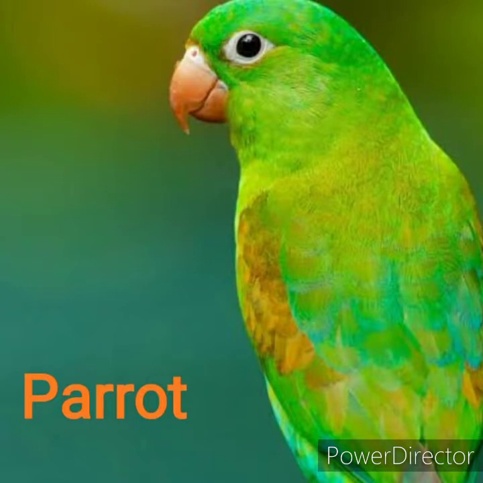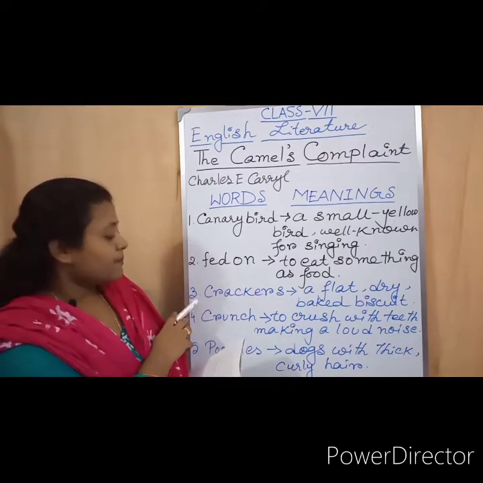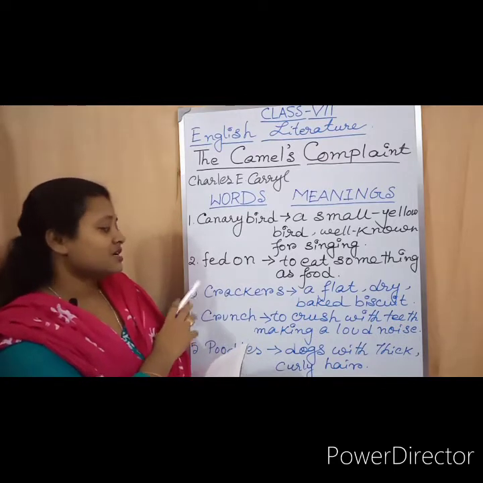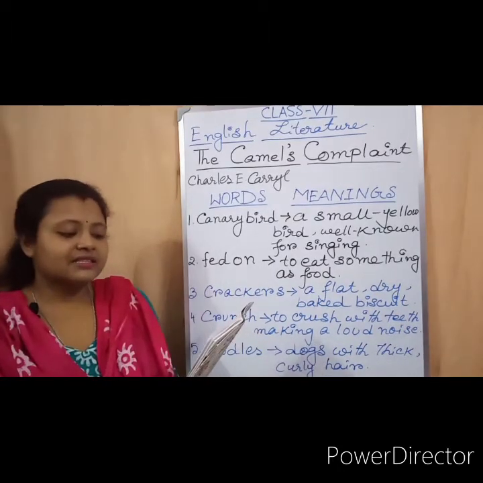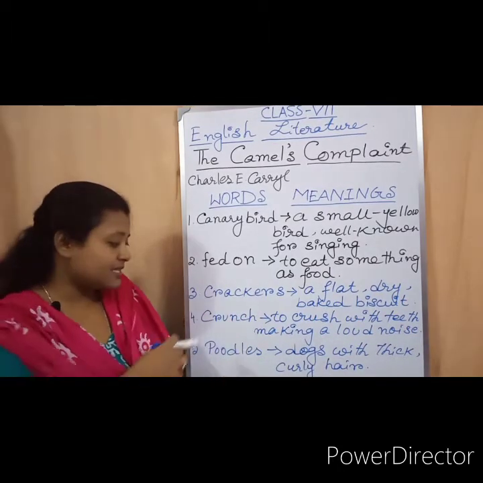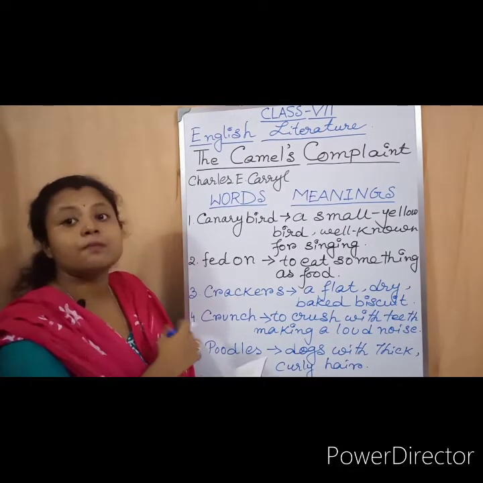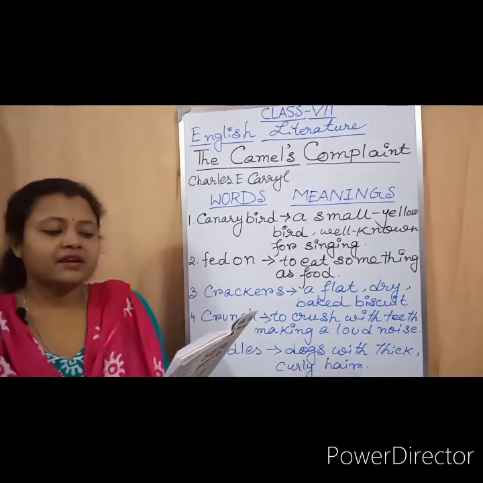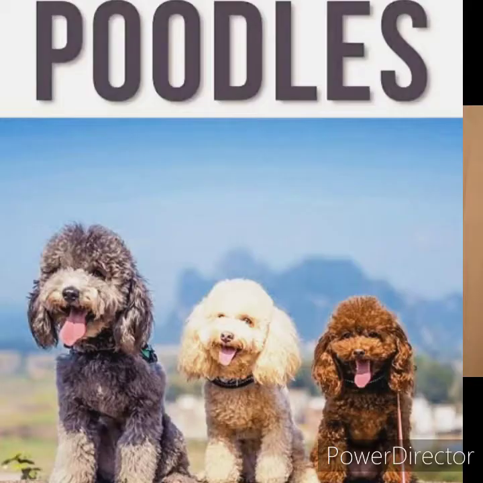Parrots have crackers to crunch. Crackers means a flat, dry, baked biscuit. The parrots love to eat crackers, a flat, dry, baked biscuit, and they love to crunch. Crunch means to crush with teeth, making a loud noise, to munch. So parrots love to eat crackers that have a munching sound.